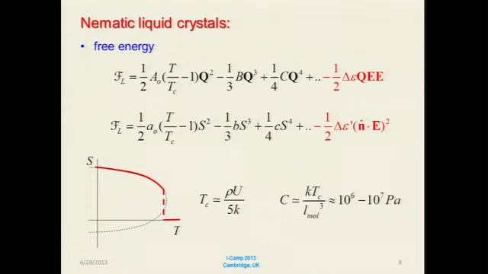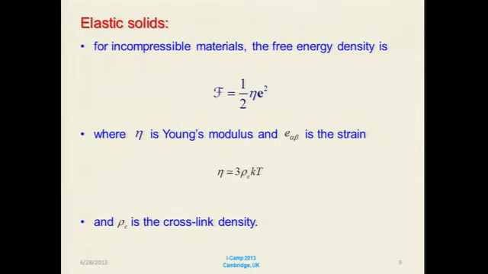So that's a good number to keep in mind. Okay, elastic solids. So free energy density is just Young's modulus times the strain squared. And the modulus, Young's modulus, turns out to be 3 times the cross-linked number density times kT. So that's a good thing to know. If you heat up a rubber, modulus increases. One can estimate one of these from the other.